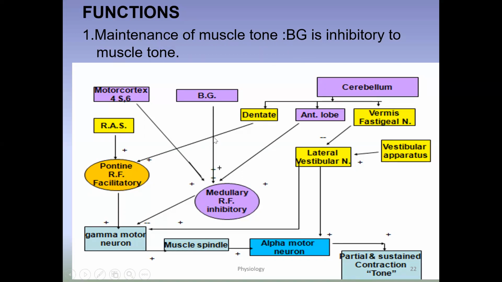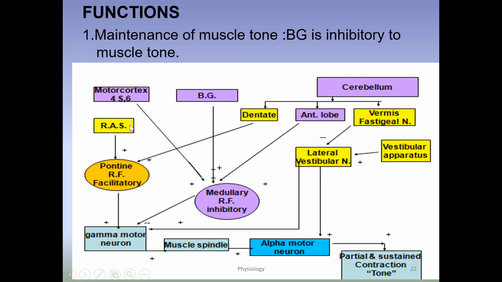And that's why, if there is damage to the basal ganglia, spontaneous activation occurs there, and the muscle becomes rigid. That we are going to see in the applied part of the basal ganglia. Why is there rigidity in the basal ganglia? Because there is no inhibition. There is no activation of this inhibitory area, and there is no inhibition of gamma motor neuron discharge.